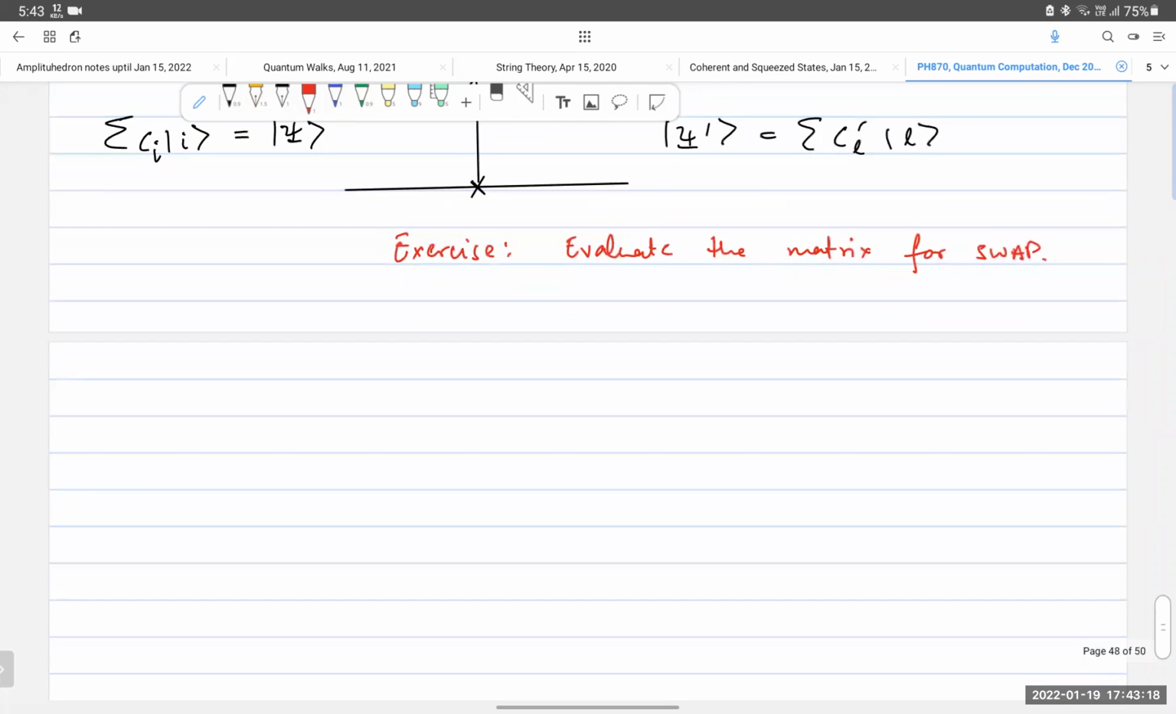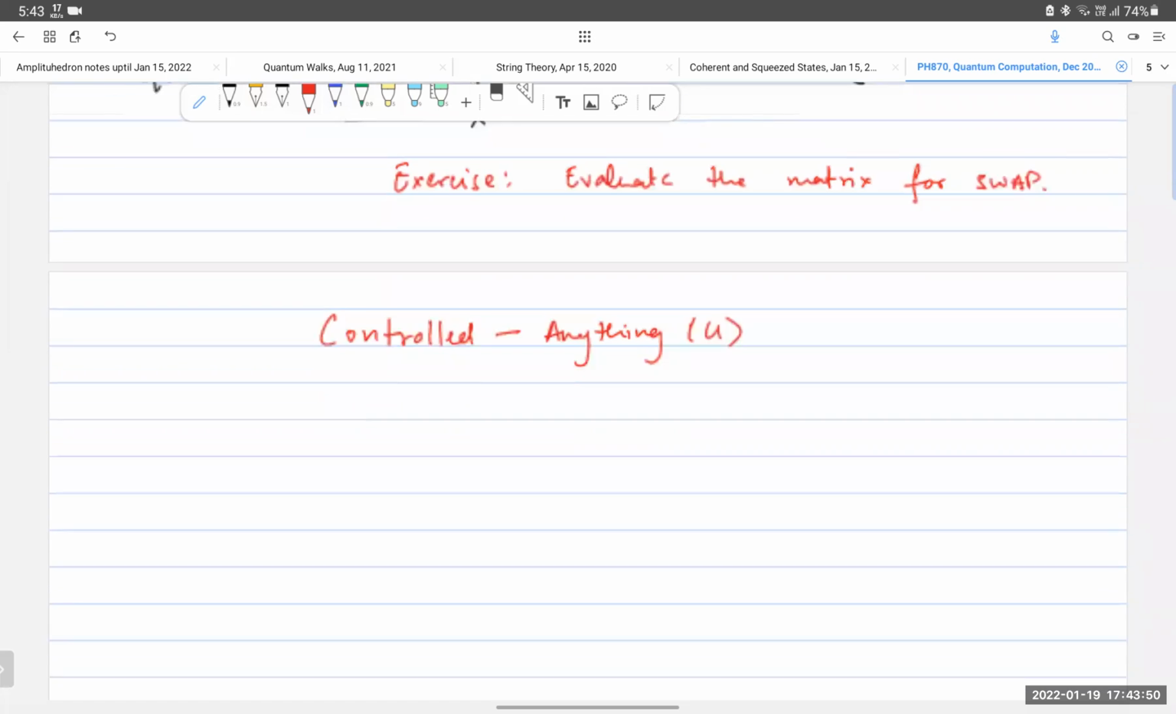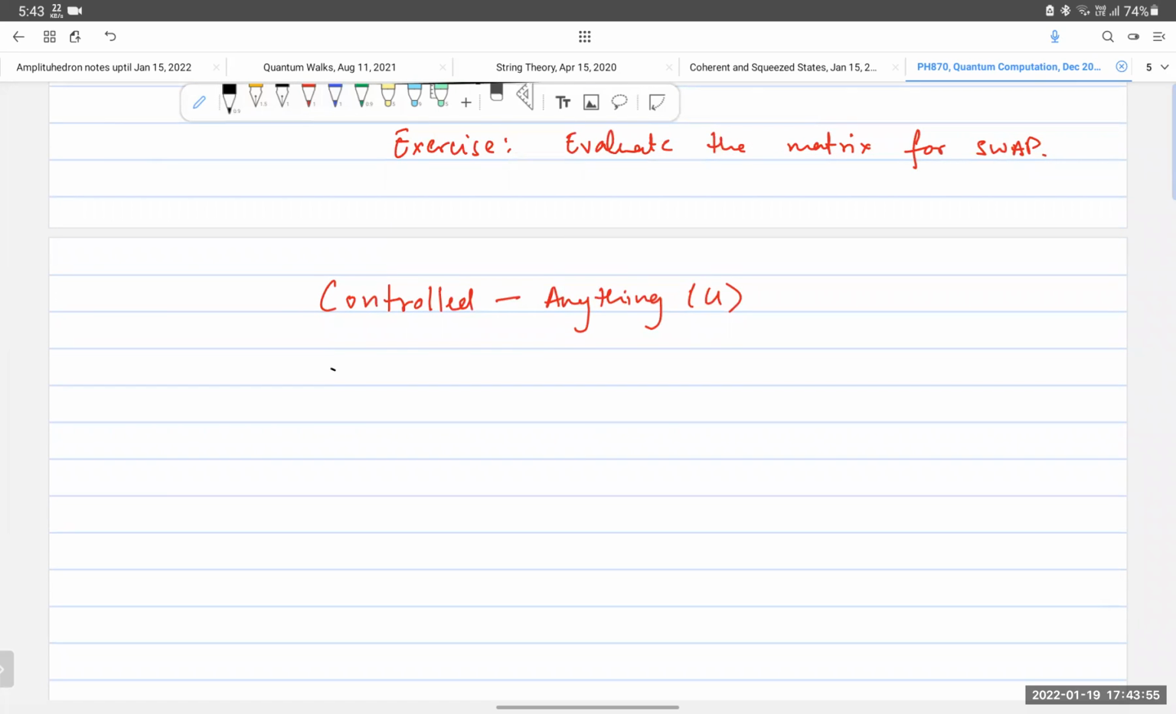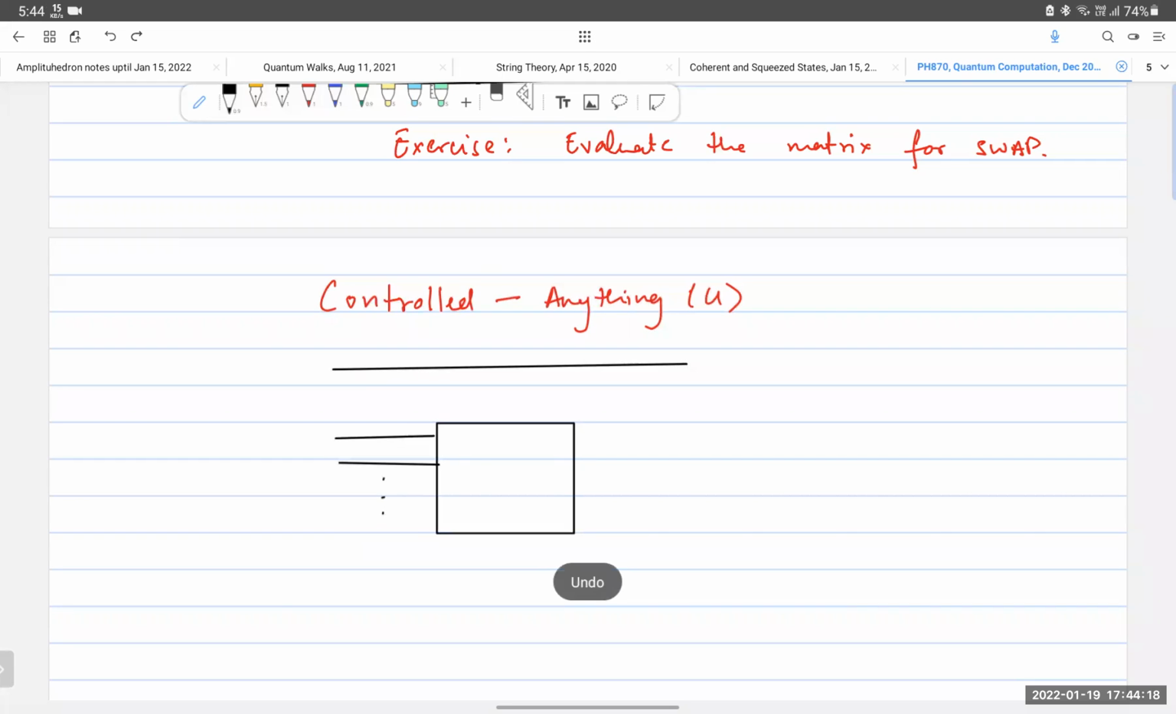Okay, all right. So we have introduced a controlled NOT gate, but in the same way we can generalize the controlled NOT. So the controlled anything basically, or the controlled U. How do we do this in a circuit? Well, we have one line which represents the control qubit, and then we have a box which represents our U gate. This U gate could be acting on any number of input qubits.